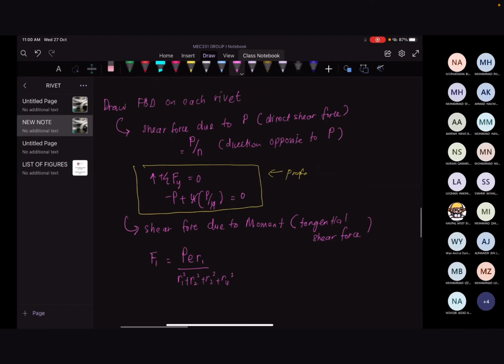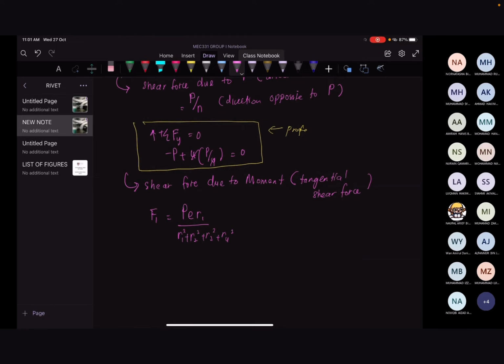Okay, so kalau tangential shear force ni macam mana pula? Dia punya direction dia actually will be opposite to moment jugalah, sebab dia nak cancel out. Sama macam case yang ni kan, kita nak cancel out each other. So dia punya direction will be opposite to moment. So sekarang macam mana nak buat?